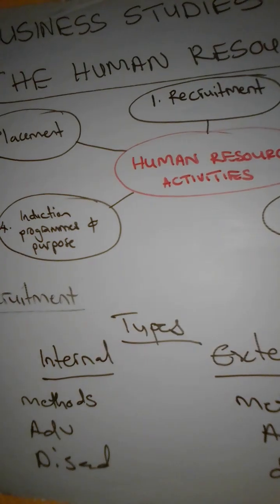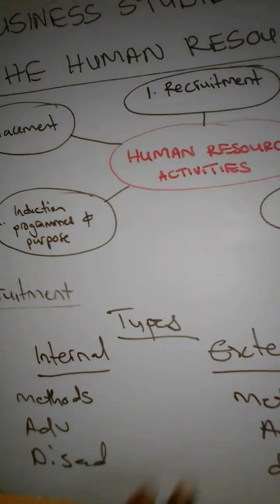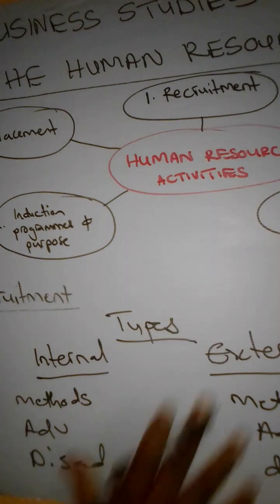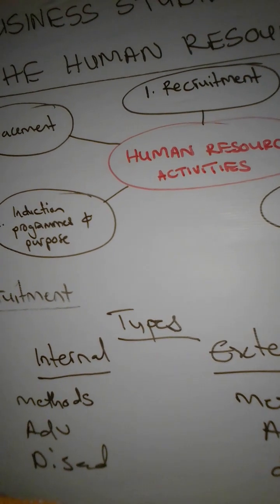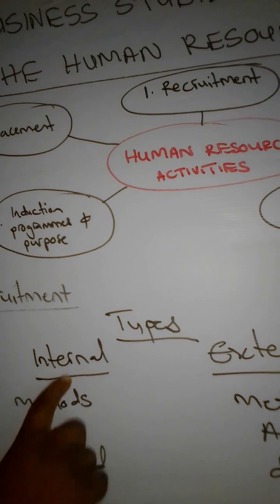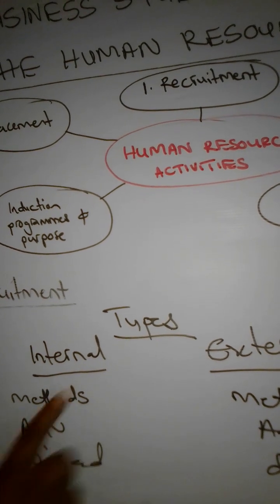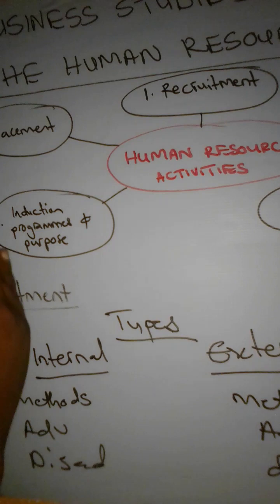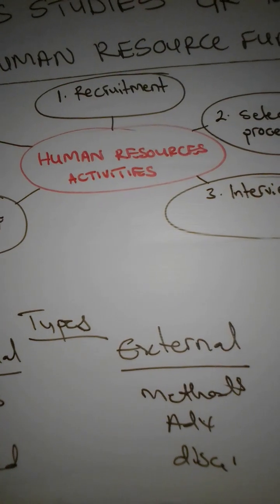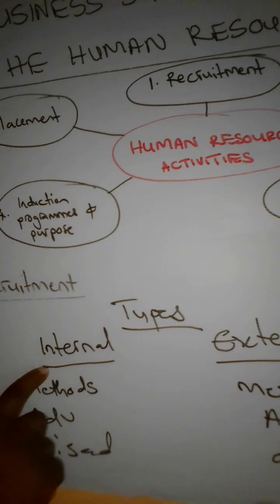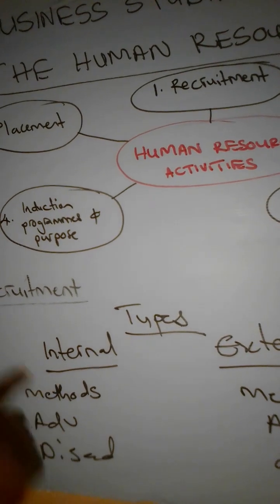You can see my board is not very big. That's why most of the explanations, I'm actually doing them verbally. I'm not able to write them here. So I would want you to pay attention as I explain. I'm going to start with internal recruitment. I'll look at the methods, the advantages and the disadvantages. When I'm done, I'll go to the external and I'll also look at the same things. So let's continue. Let's now look at internal recruitment.